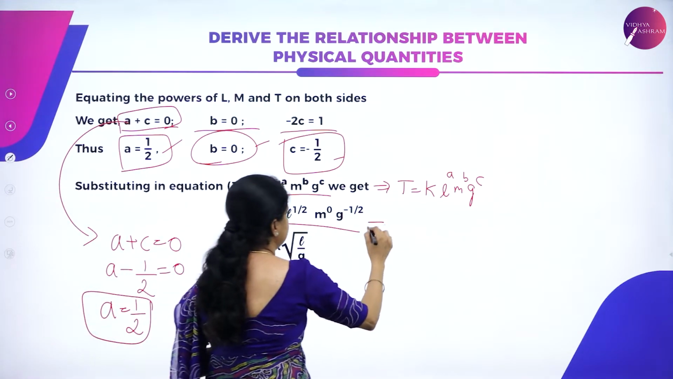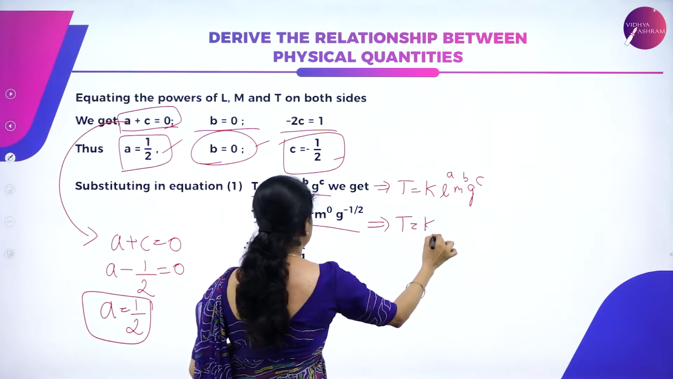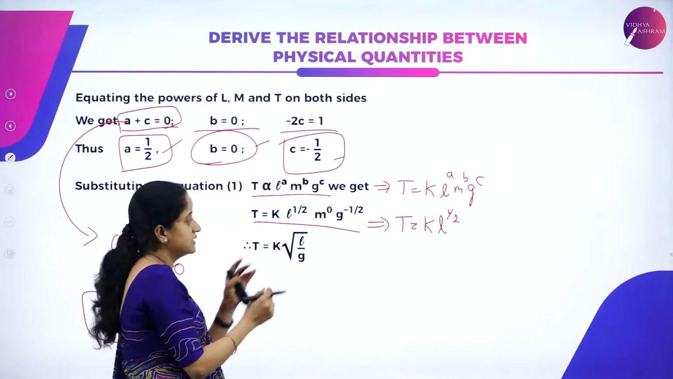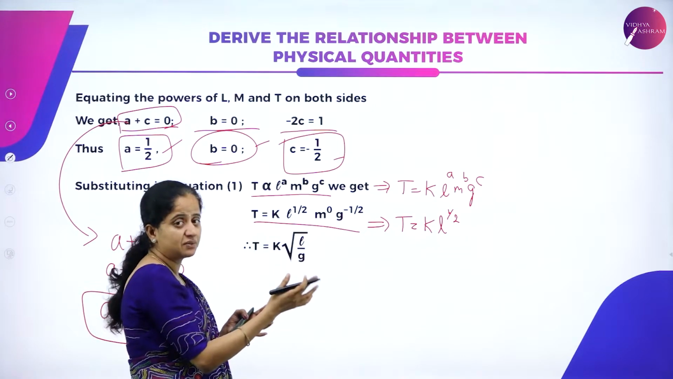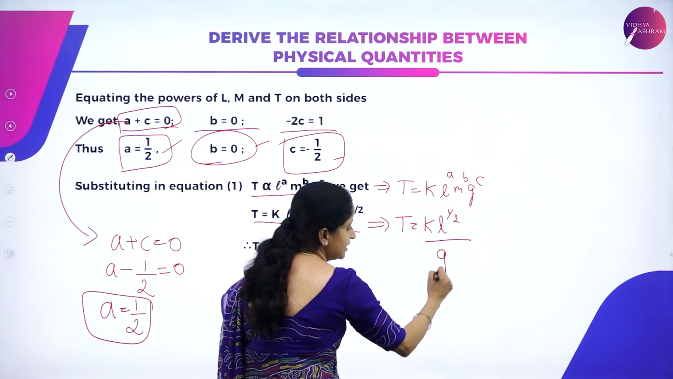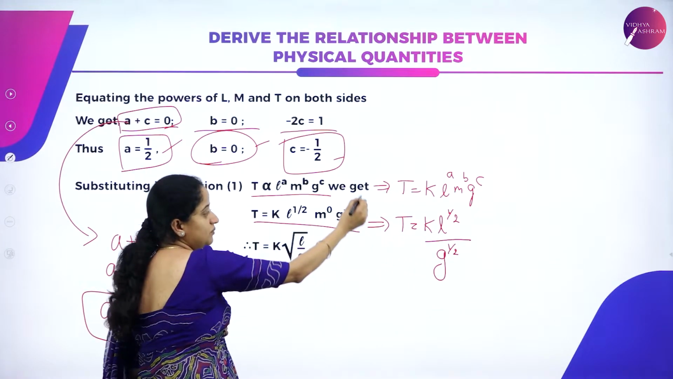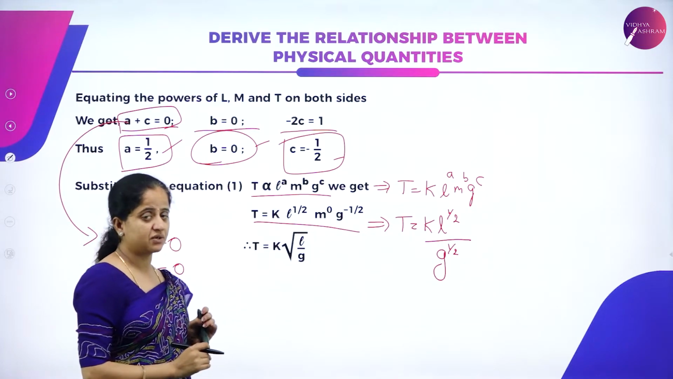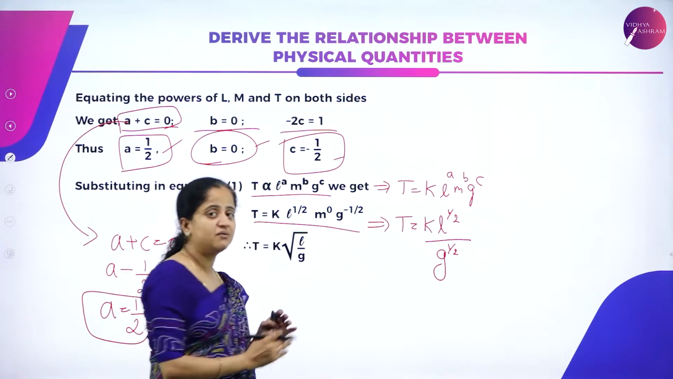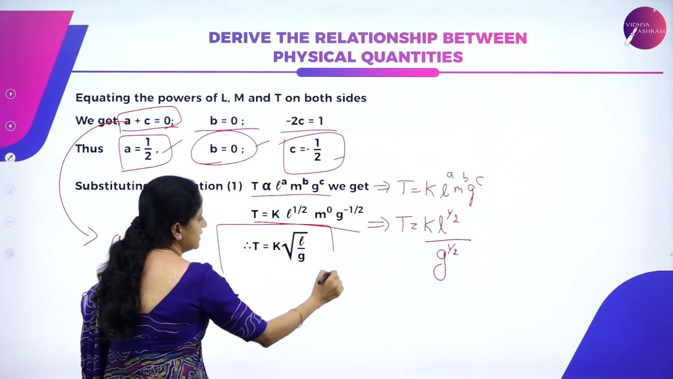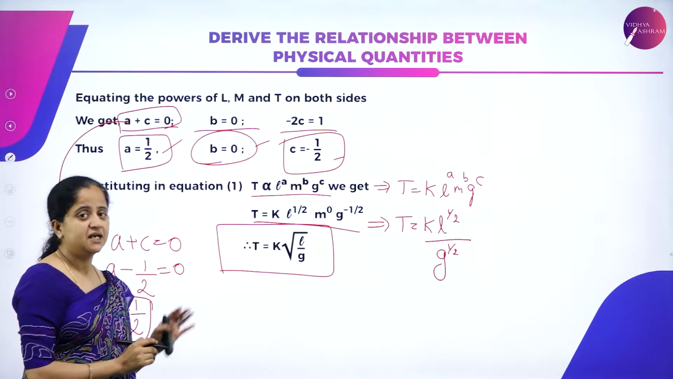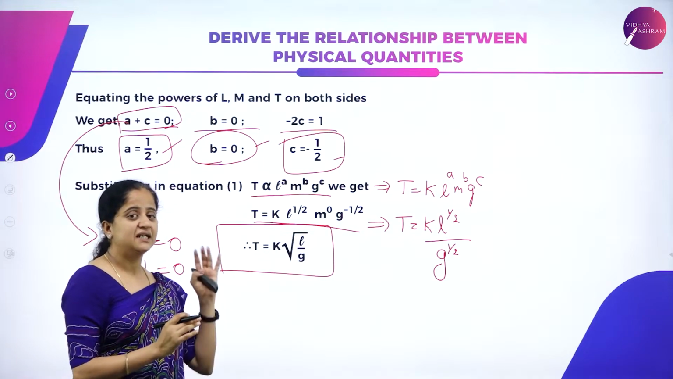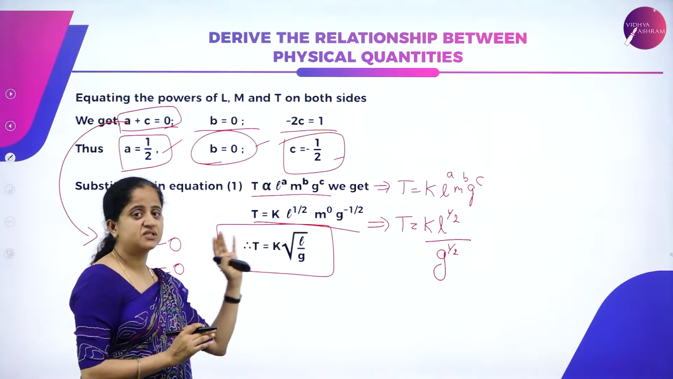From this expression we can write T is equal to K, L raised to 1 by 2, here M raised to 0, so it is not necessary to consider that. And we have G raised to minus 1 by 2, and that can be written as divided by G raised to plus 1 by 2. Here in the numerator it is minus 1 by 2; when it goes to the denominator, we will get G raised to plus 1 by 2. Since both L and G have the powers 1 by 2, we can write T is equal to K into root of L by G, which is the final expression. So this is how the method of dimensions helps us in deriving the relation between various physical quantities.